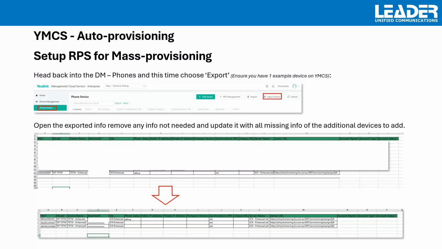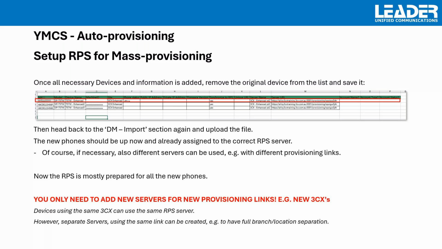Then at the end, of course, you will have to remove the original device from that list so that you have no error when you upload that list. Yeah, so just remove that whole line there. Then go into the YMCS device management and choose import.